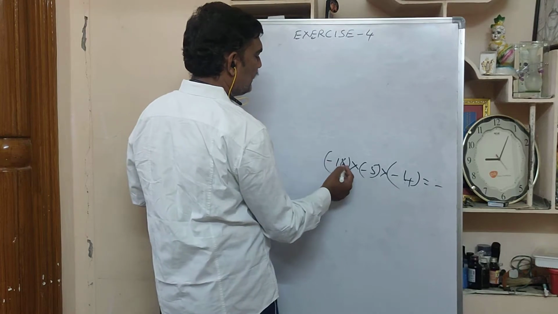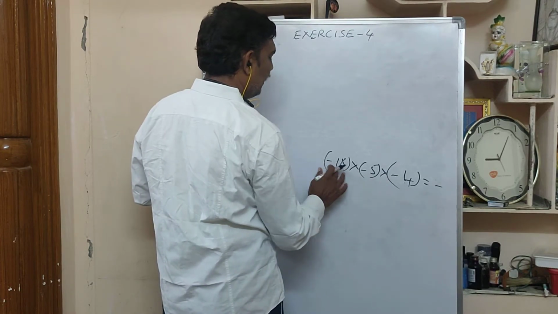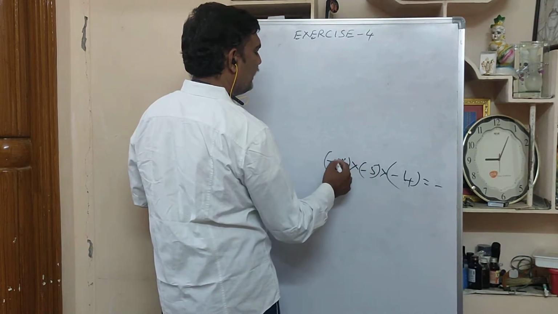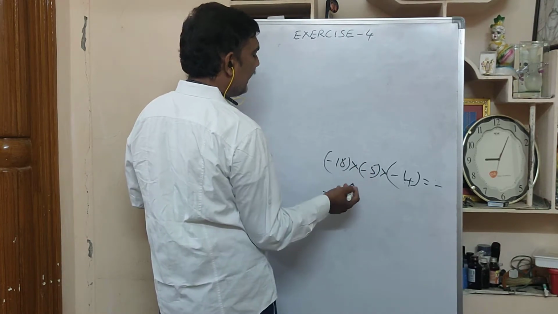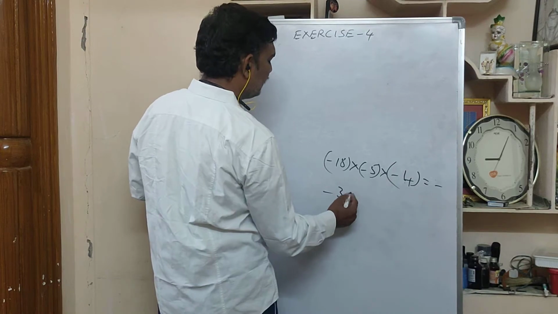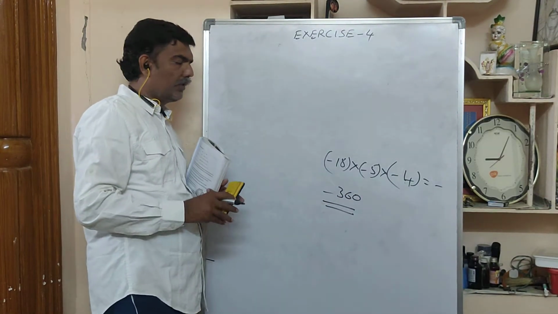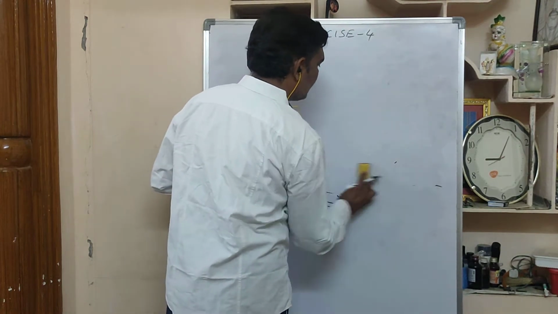We can write directly. The answer for this is, you can do it directly or you can do it in two steps, your wish. Okay. Minus into minus into minus, an odd number of times, minus only. 18 5s, 5 18s are 90. 90 4s are 360. The answer is minus 360. Okay. Next.